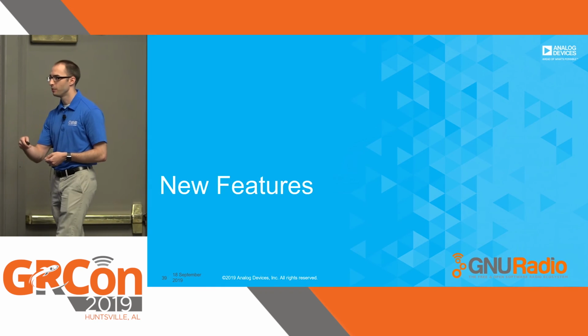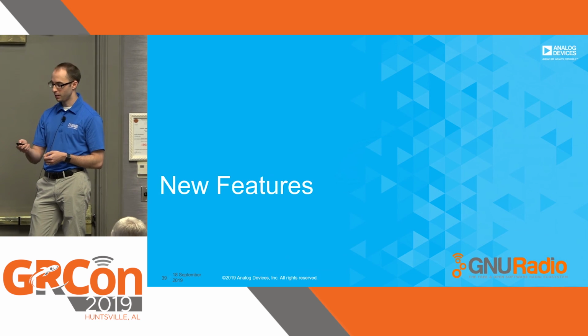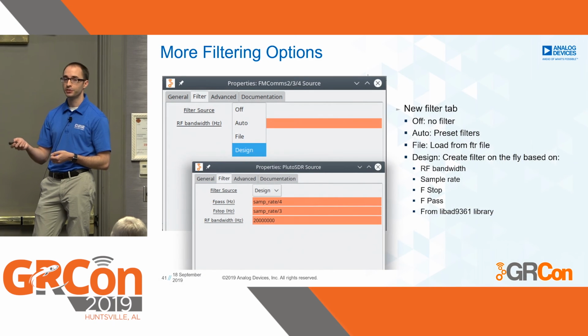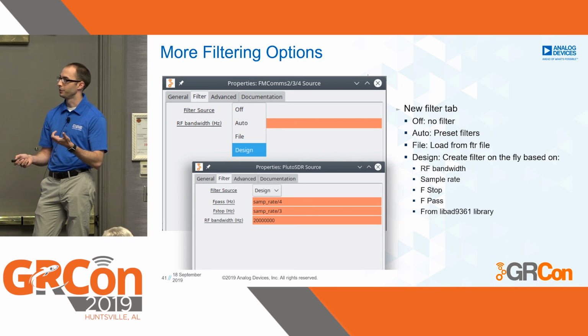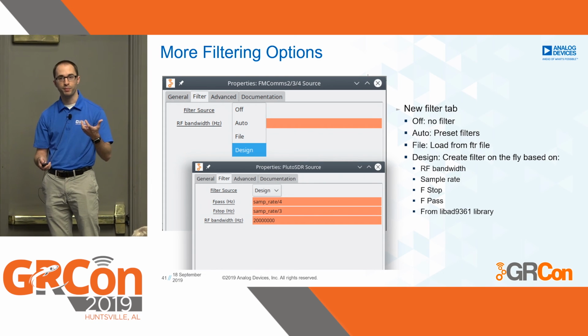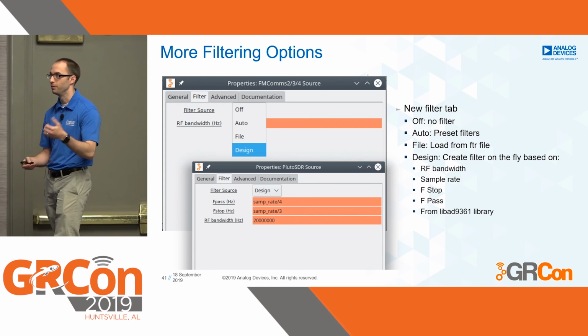Okay, so I'm just going to quickly go over some new features in gr-iio that are coming out soon. We're adding a lot more filter configuration control in the blocks. We're doing this by adding a filter tab to the FMComms and the Pluto blocks. So you'll have options to either turn off filters, provide some auto preset filters, load a filter file from our filter generation tool, or you can use this new feature where you can design a filter on the fly using just some simple parameters like fstop, transition band, and the analog bandwidth, and we take all those into consideration and design a filter on the fly for you.